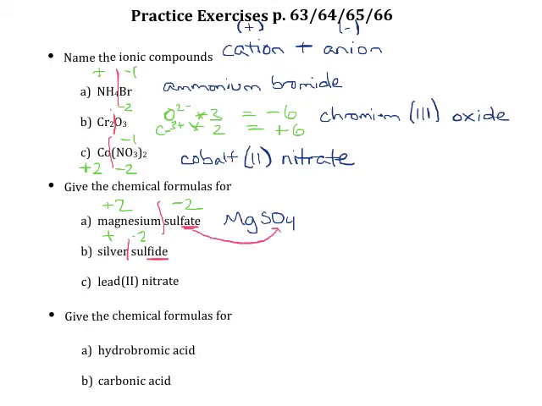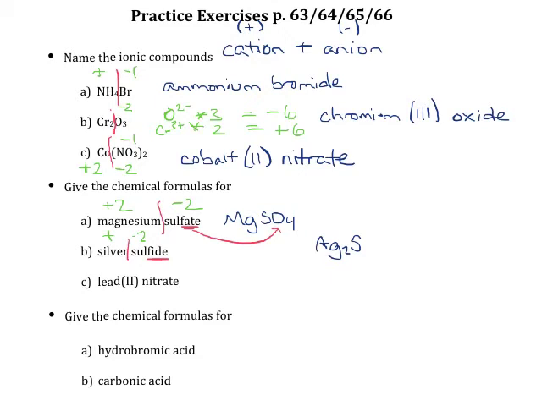Now when I write the formula for silver sulfide, silver has the symbol Ag, and sulfide is just S, it's just a sulfur. But notice the charges did not balance. Silver was +1, while the sulfide was -2. This means that I need 2 silver atoms in order to balance the charge on the sulfide. Remember that I write the number as a subscript, and it goes after the atom it applies to. So Ag2S means 2 silver atoms and 1 sulfur atom, silver sulfide.